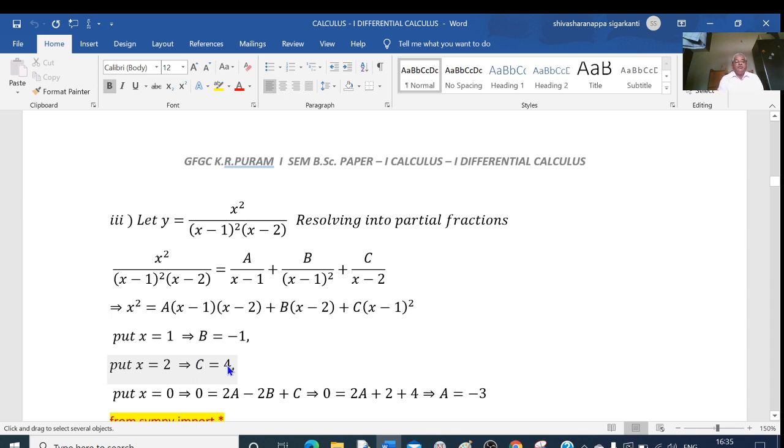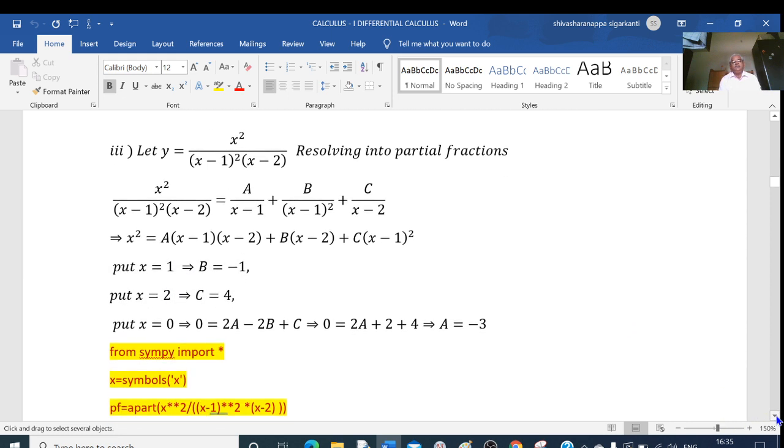Then we have to find the value of a. How to find the value of a? We have to put x equal to something other than these two values. Okay. The convenient method is just we put x equal to 0. If I put x equal to 0, I will get an equation in terms of a, b, c.